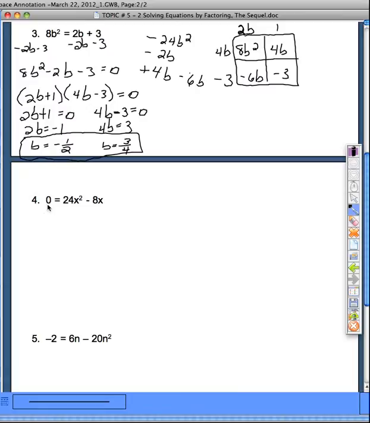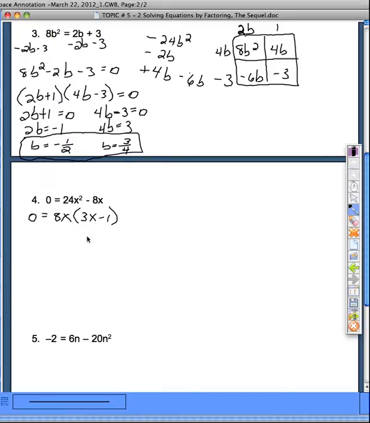All right, we already have everything equals 0 in its descending powers of x. We don't have a constant term here. So what do we have? First thing you need to ask yourself is there a common factor? And yes, there is a common factor, and that would be 8x. And when we factor out 8x, that means we divide each of these terms by 8x, so we're left with 3x minus 1.